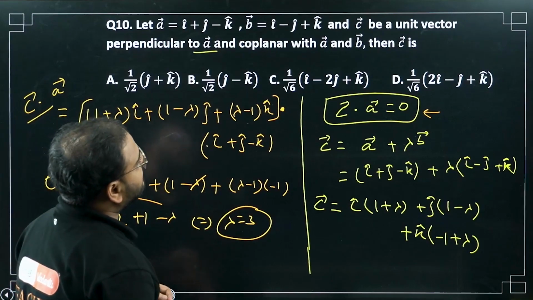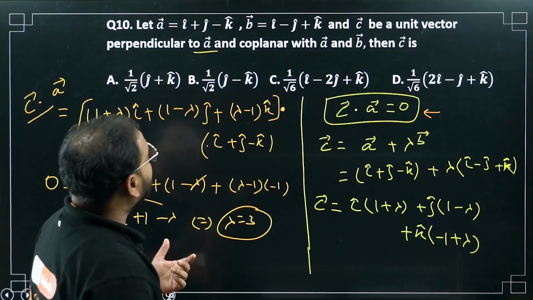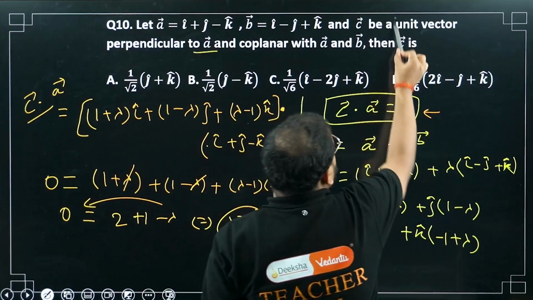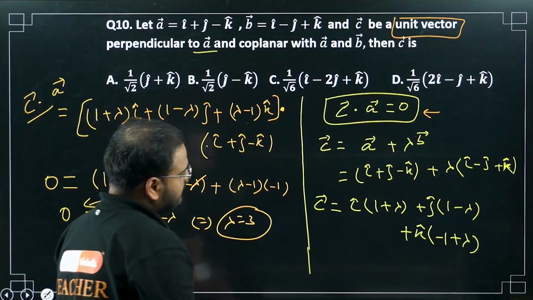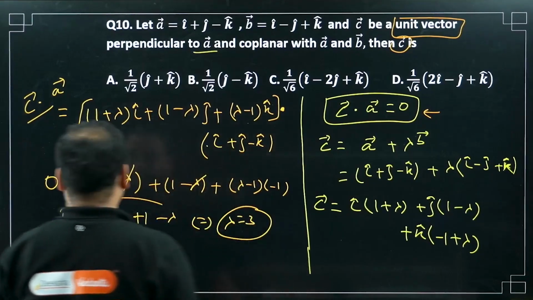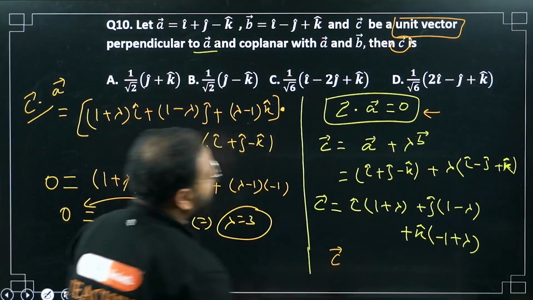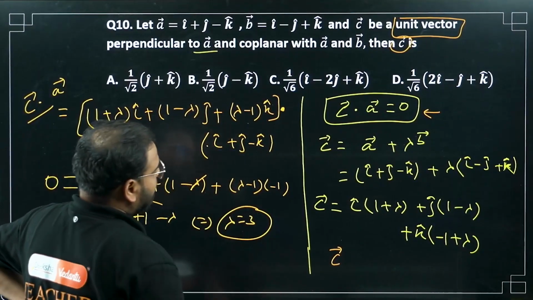Now what are they asking? C is equal to what? Are they asking C? No, they are asking the unit vector of C. So for that I have to find C first. I have less space, so I'll try to find it over here and give you the answer. You can try and solve it. I think the answer should be D, but I'll solve it for now.